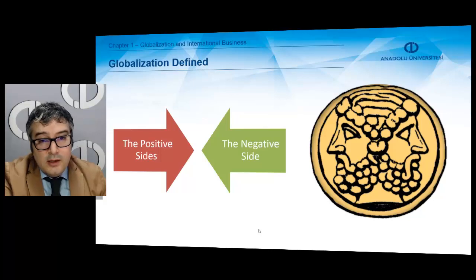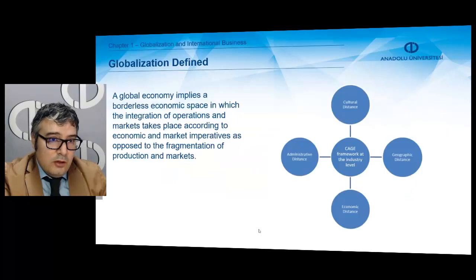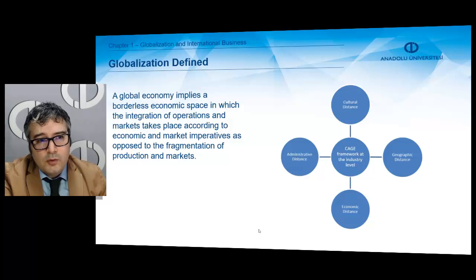Globalization is a complicated issue, and then the questions are: is an integrated and interdependent global economy a good thing for all, or does the weak suffer? We must evaluate the pros and cons before drawing any conclusion. And in the chapter, there is a good discussion about the positive and negative sides of it. So globalization, a global economy, implies a borderless economic space in which the integration of operations and markets takes place according to economic and market imperatives, as opposed to the fragmentation of production and markets.